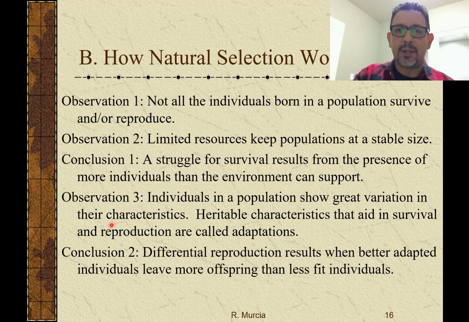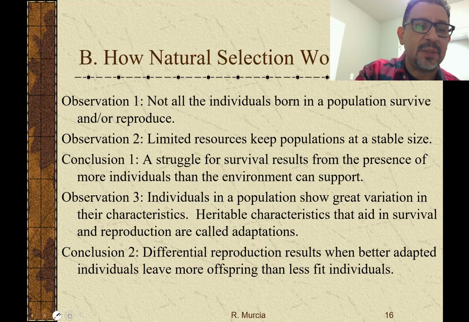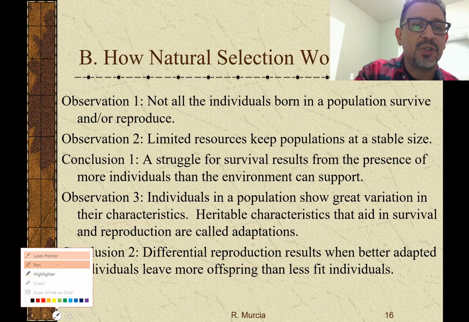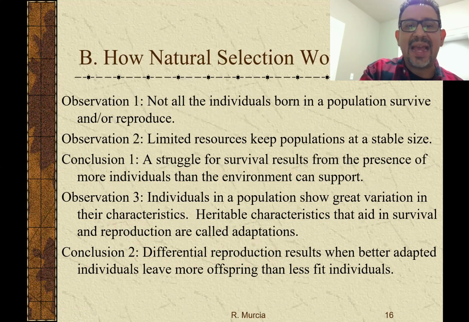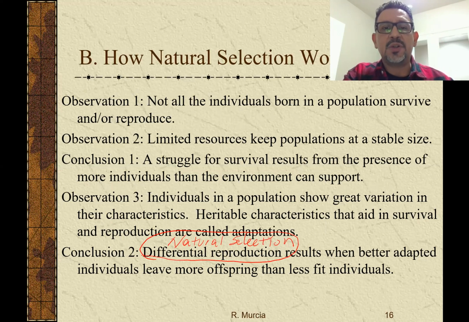And here I want you to pay attention to these 2 words. Differential reproduction. This is going to be synonymous with what we also call natural selection. So these 2 concepts are synonymous: natural selection and differential reproduction. What is exactly the meaning of differential reproduction?